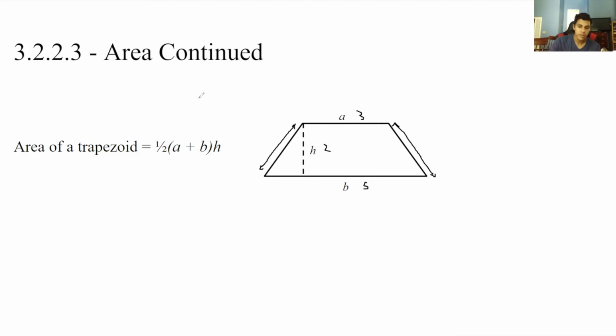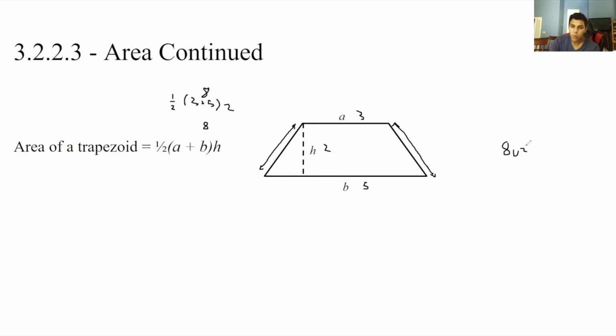You add a and b, which will be 3 plus 5, and that gives me 8, and then you multiply that by 1/2, and you multiply that by the height. So 1/2 times (3 plus 5), which is 8, times 2 gives me 8. So this trapezoid would have an area of 8 square units.